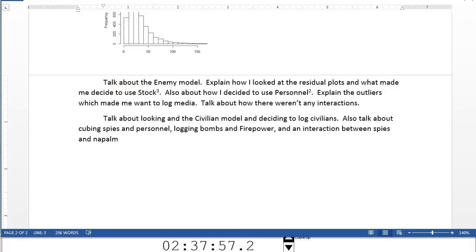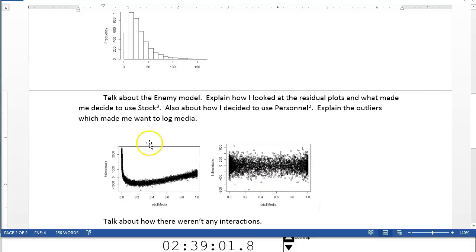Some people, when they're doing this, they like to show the residual plot. Here's what I saw before, here's what I saw after. That's very strong evidence that a log is useful in the model. That's also a style choice. You can just explain that you did it, or you can show it.